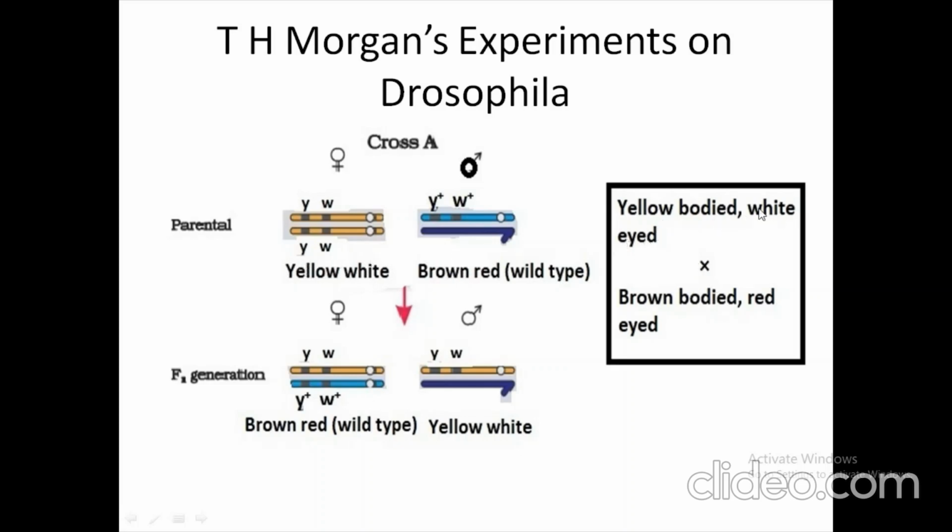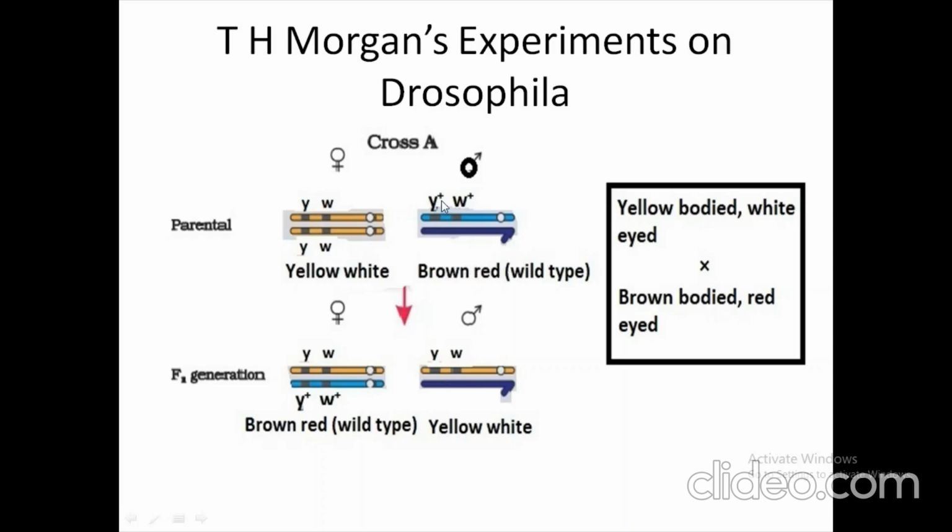Here you can see yellow-bodied, white-eyed females. These are females because you can see there are two X chromosomes here. So this is the X chromosome and this is the Y chromosome, so these are males and these are females. He crossed yellow-bodied, white-eyed females with brown-bodied and red-eyed males.